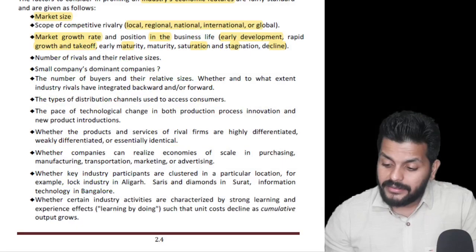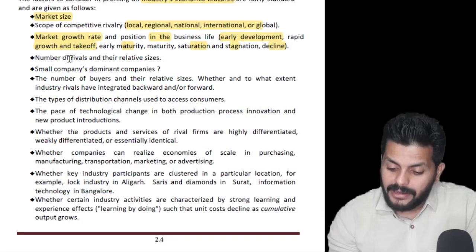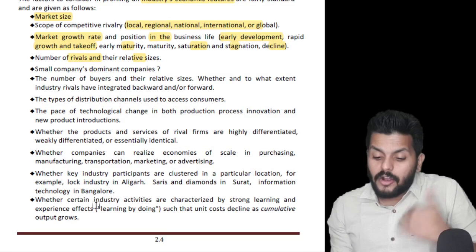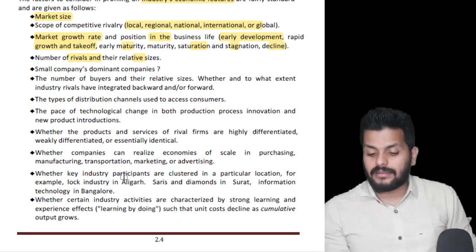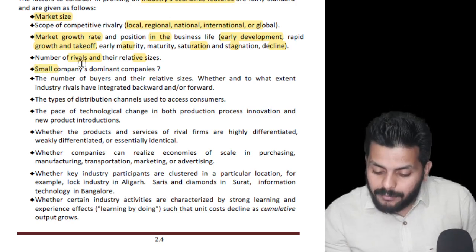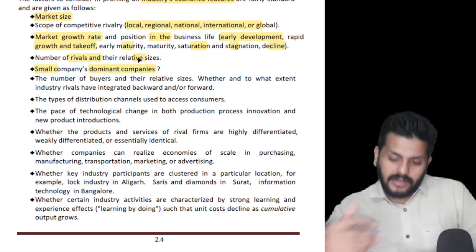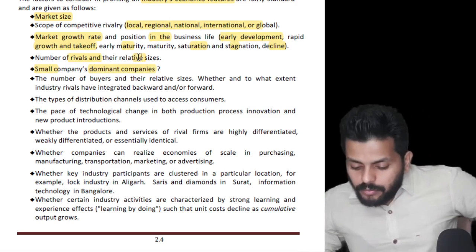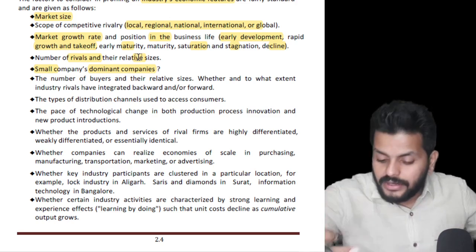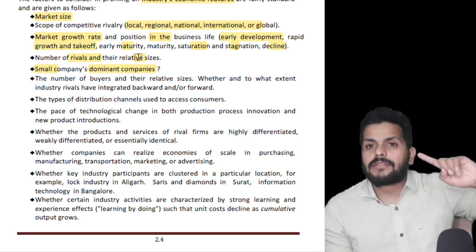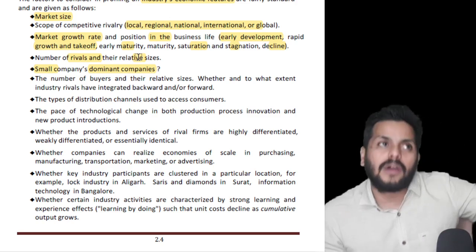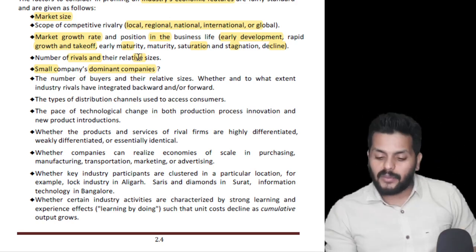The next point is the number of rivals. How many people are there in the market and what are their sizes? Not just who is there, but how many people are there and what are their sizes. Those rival companies, are they small companies or dominant companies? It's a continuation of the previous point. Small companies, dominant companies, with a question mark, doesn't mean what is it. So I'm just continuing to the next point. Number of rivals, that is how many people are there. Their relative size. When you talk about size, is it a small rival or is it a dominant rival?